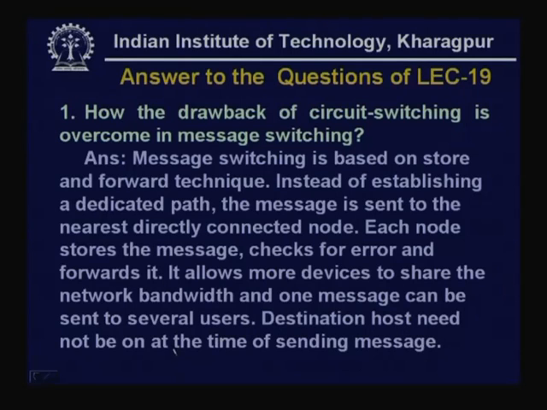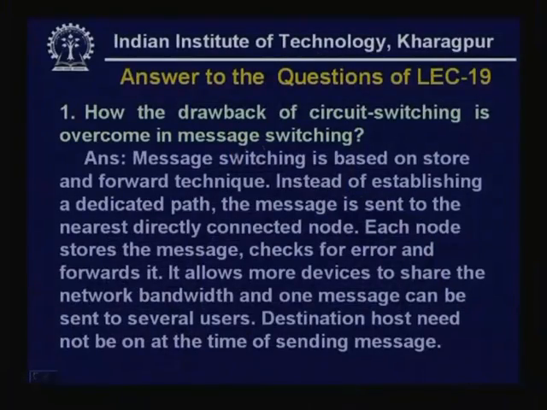The destination host need not be on at the same time as the sending of the message. In circuit switching, like the telephone network, unless the destination telephone number is free and the person who will be receiving the message is awake or available in the house, you cannot set up a link and talk over the telephone. On the other hand, if you want to send an email, even if somebody is sleeping at that moment, you can send the email. So, that is the difference between circuit switching and message switching.